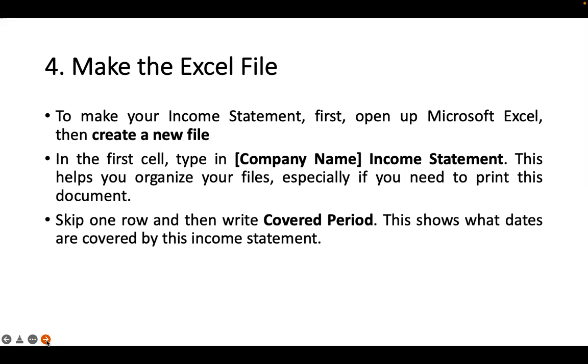In the first cell, type in the company name. In the first cell you have to type the name of the company, along with income statement. This helps you organize your files, especially if you need to print this document. Skip one row and then write covered period. This shows what dates are covered by this income statement.